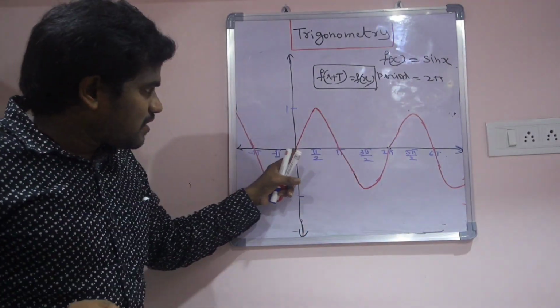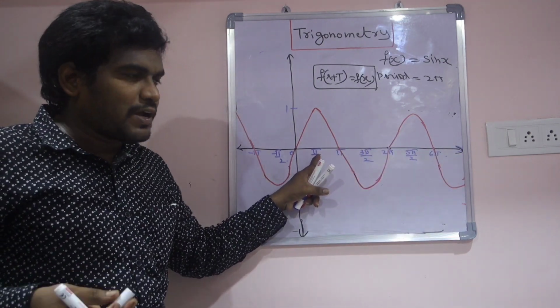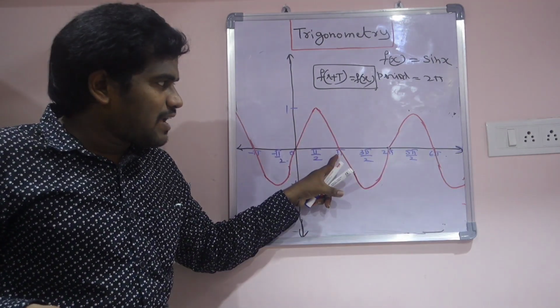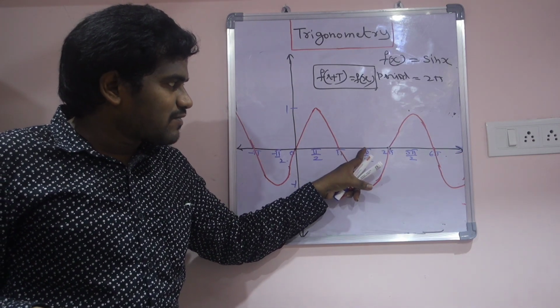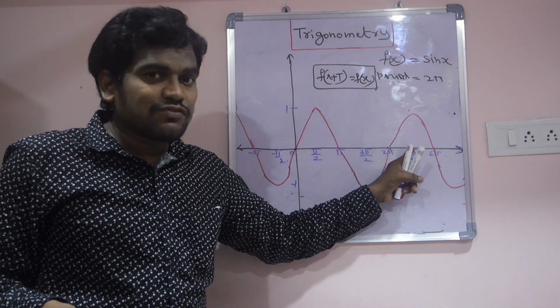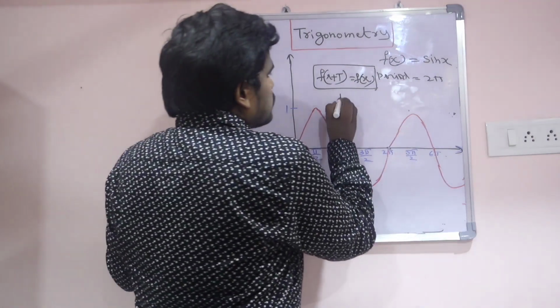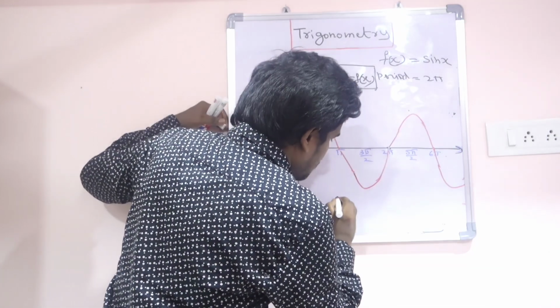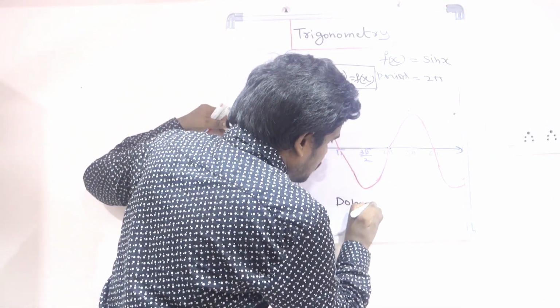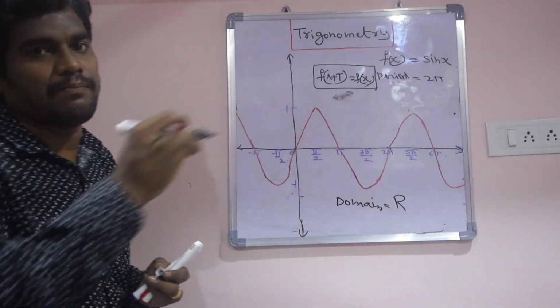If you observe here, it is all real numbers; we can take any number. If you take pi by 2, we will get some value. If you take pi, we will get some value. 3 pi by 2, we get some value. 2 pi, some value. It means sin x is defined for all values. So the domain is R. R means real numbers; it can take any number.